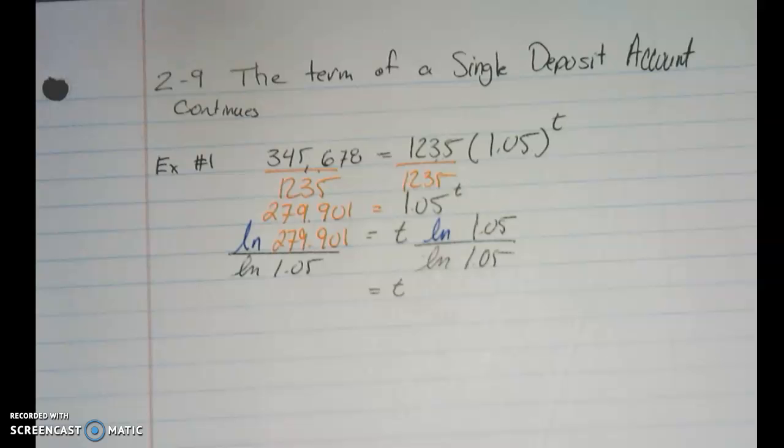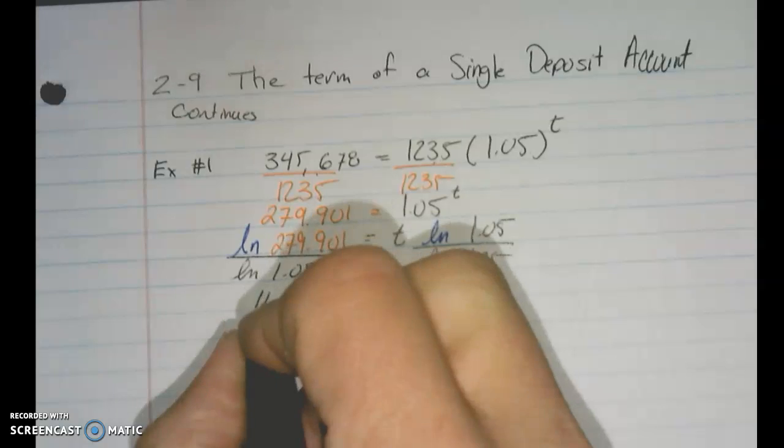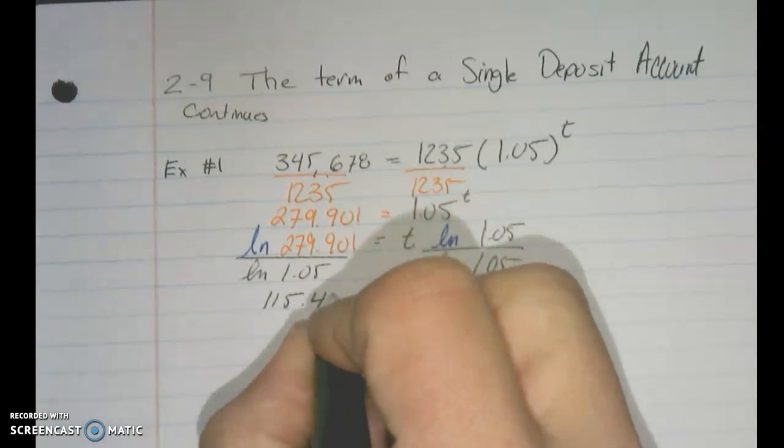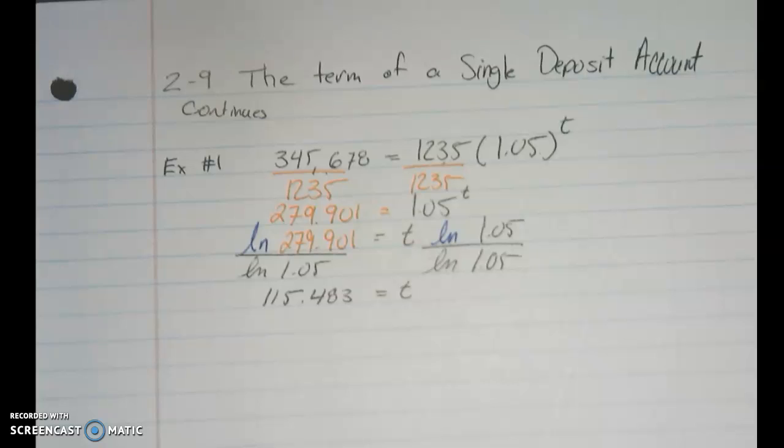So natural log of the one number divided by the natural log of 1.05. It'd take 115 years for $1,035 to grow to 345,000. Just a little bit of time. Okay? Good?